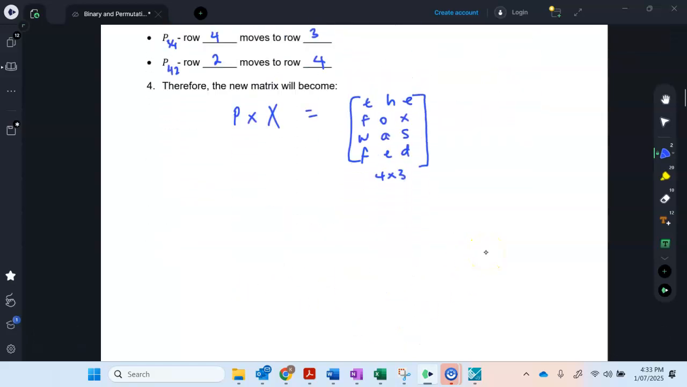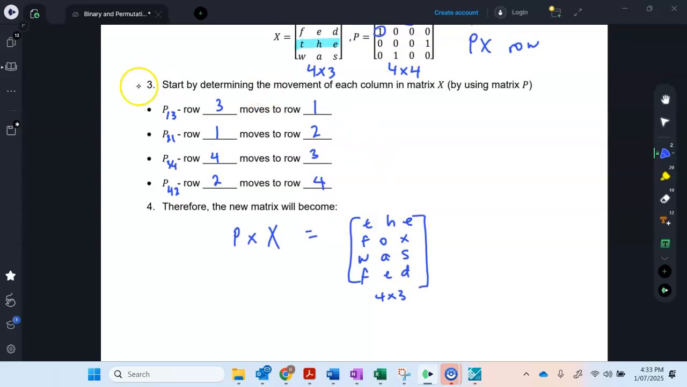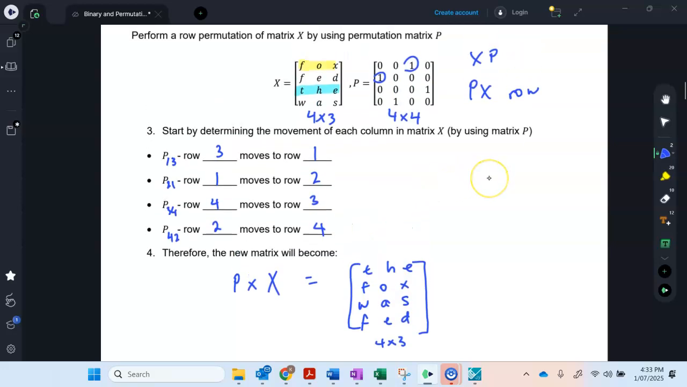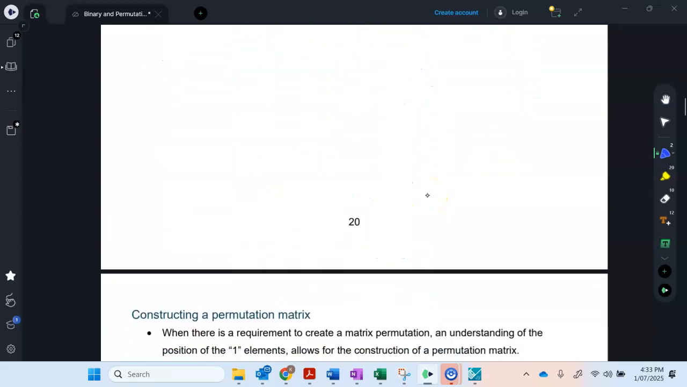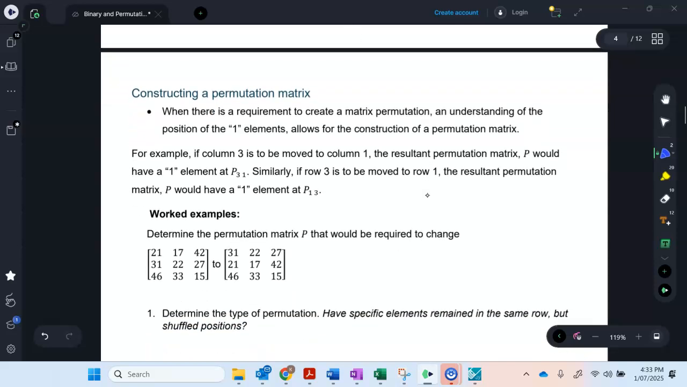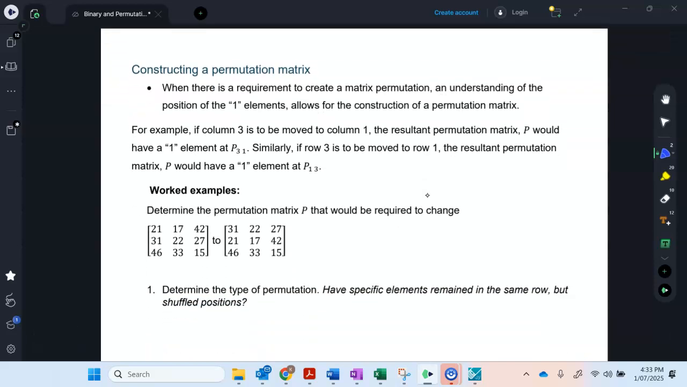All right, so understanding this change is extremely important. I would definitely have this in your bound book because sometimes you do have to create your own permutation matrix. You're not given one, so you do have to understand how it changes. So let's have a look at constructing a permutation matrix. When there is a requirement to create a permutation matrix, an understanding of the position of the one elements allows for the construction of a permutation matrix.